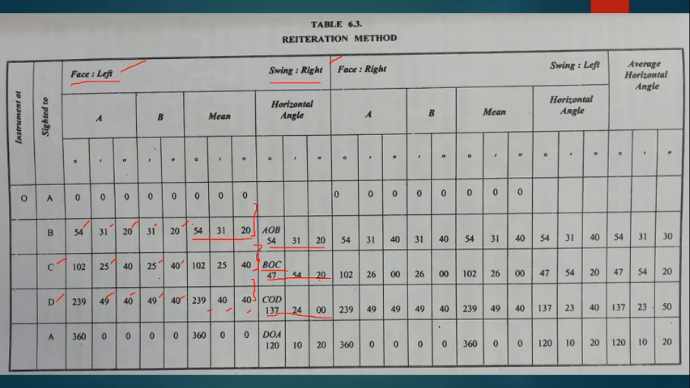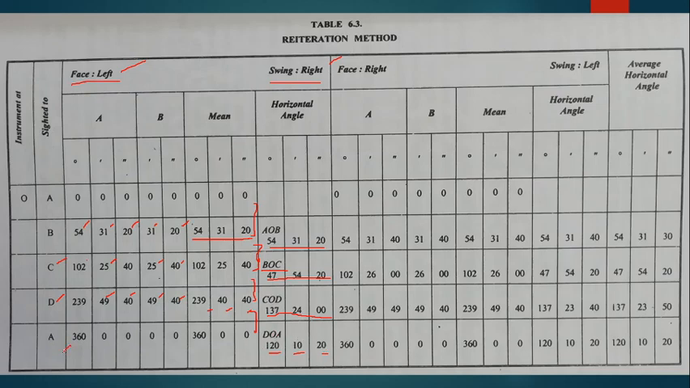Okay, so remember 360 degrees 0 minutes 0 seconds on vernier A, and vernier B 0 degrees 0 minutes. Finally the total reading is 360 degrees, and angle DOA is simply obtained by subtracting 239 degrees 40 minutes 40 seconds from 360 degrees 0 minutes and 0 seconds, and you will get 120 degrees 10 minutes and 20 seconds. And this is actually angle DOA.